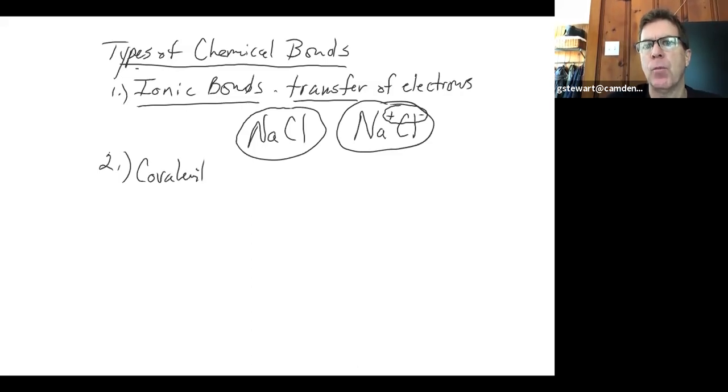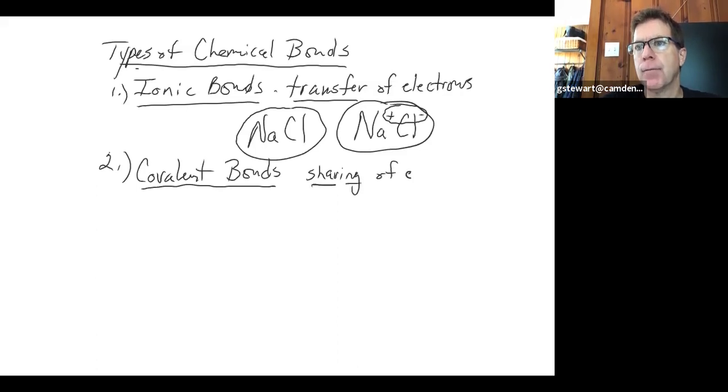I don't have my book open anymore. Covalent bonds. These are formed when electrons between atoms are shared, not transferred. So I'm going to write sharing of electrons. These are the strongest type of individual bonds.